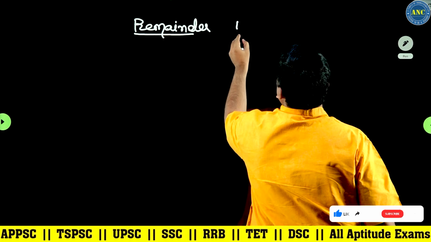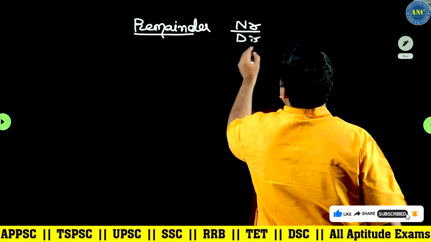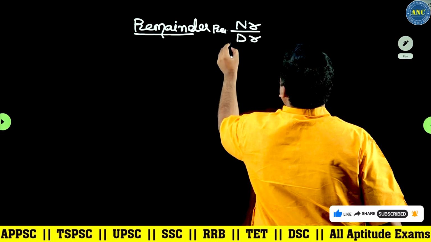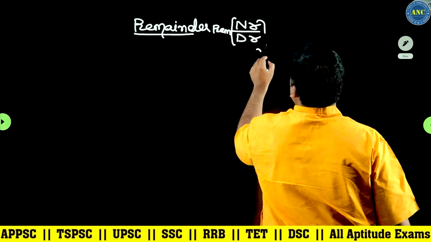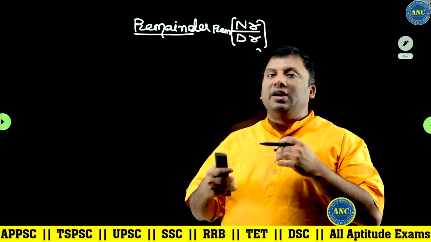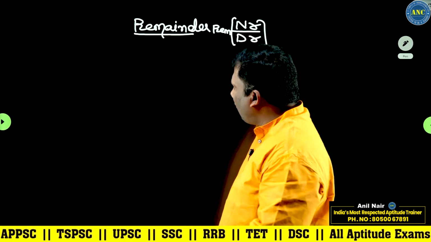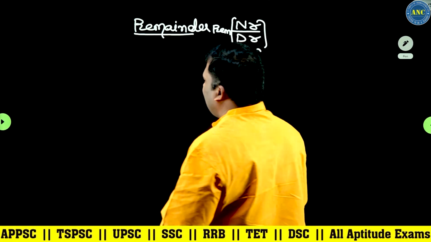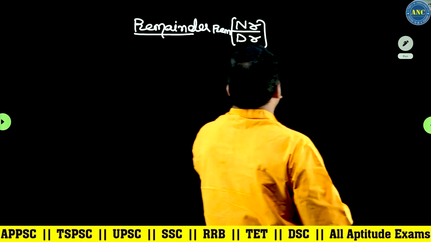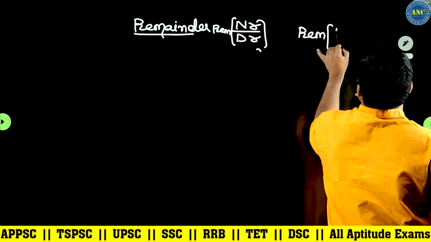A natural number is divided by another natural number, in a fraction, numerator divided by denominator. What is left over? All the problems will be of this model: a numerator is divided by a denominator. What will be the remainder? What is remaining? Suppose, for example, 13 by 5, remainder.